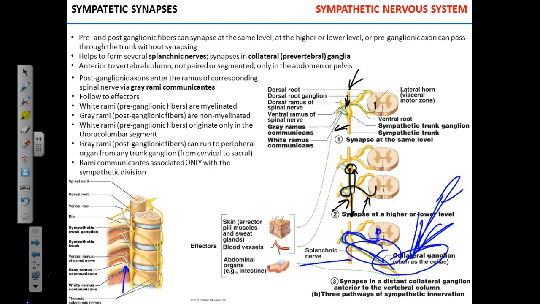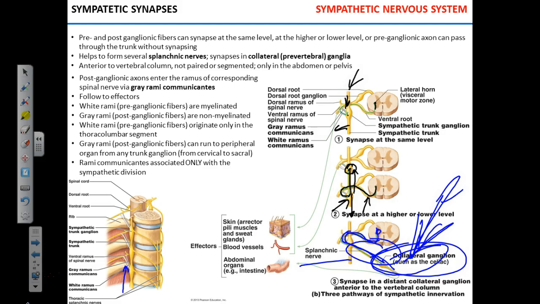Option number 2, enter the sympathetic trunk through the white rami communicans, go to a different level, up or down, and synapse with postganglionic fiber there. Option number 3, preganglionic fibers can bypass the sympathetic trunk, go to the periphery of the body and synapse with postganglionic fibers in collateral ganglia. Does it make sense?